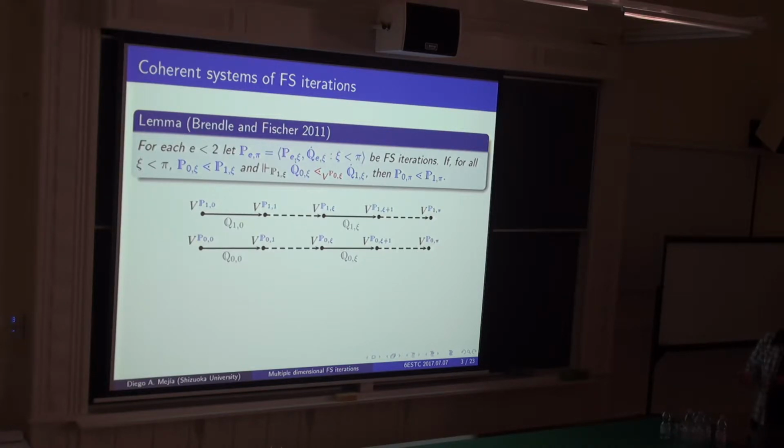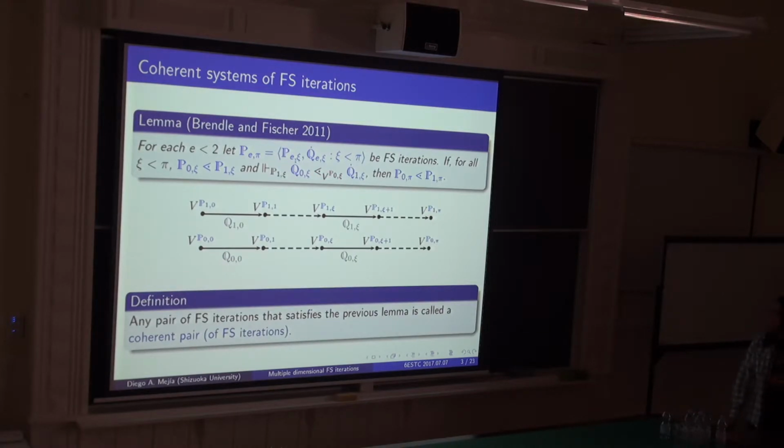One warning here is that when I consider finite support iterations, I don't take the first poset, in this case P00 or P10, as the trivial forcing. I start directly with some specific poset and then continue iterating from it. So when we have a pair of finite support iterations where one is embedded into the other, then corresponding to this lemma, we say that this is a coherent pair of finite support iterations.